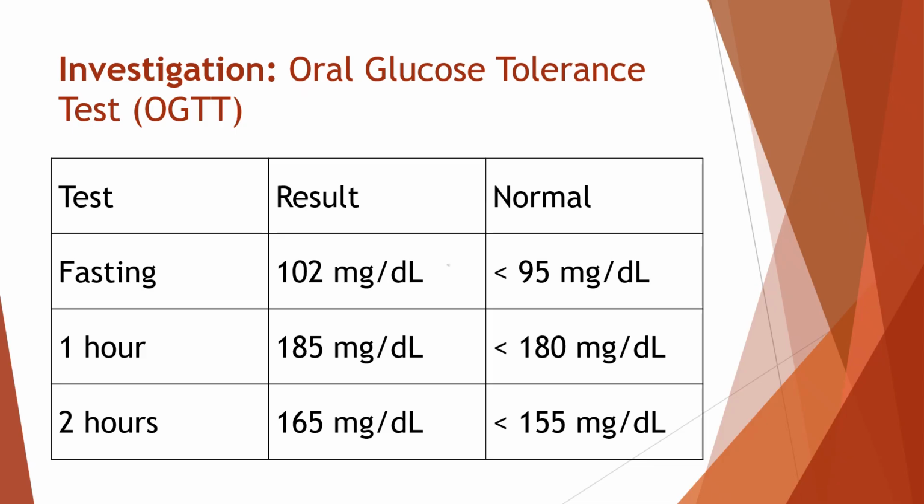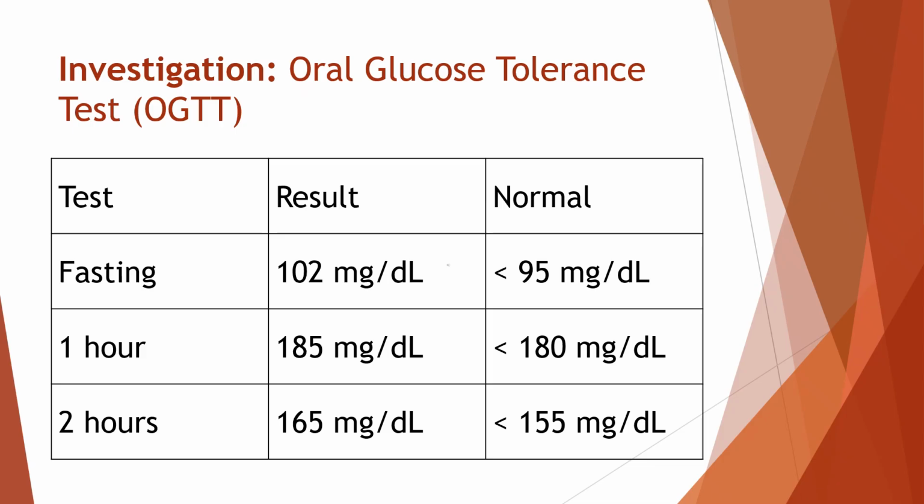Students, now let us examine the investigation report provided in this station. The test performed is the oral glucose tolerance test, commonly known as OGTT, which is used to diagnose gestational diabetes during pregnancy. First, look at the fasting value.